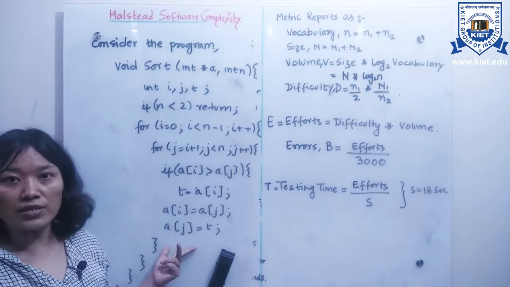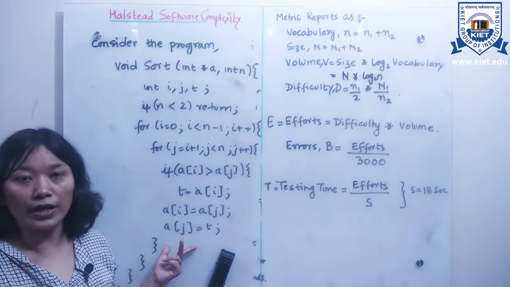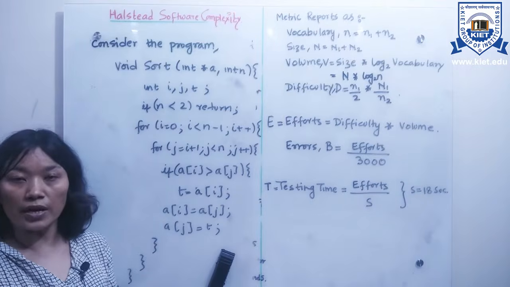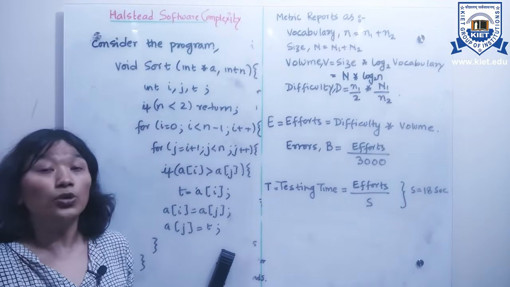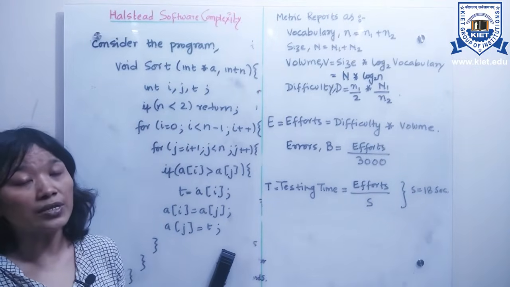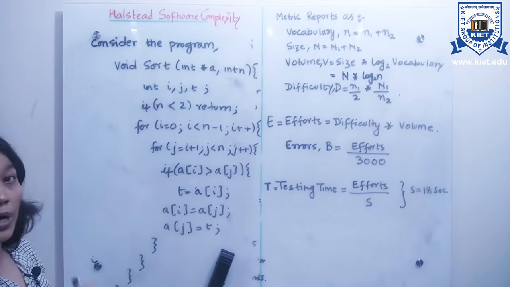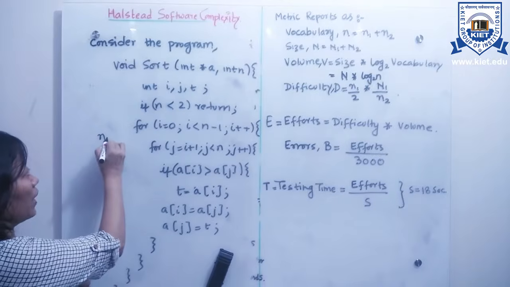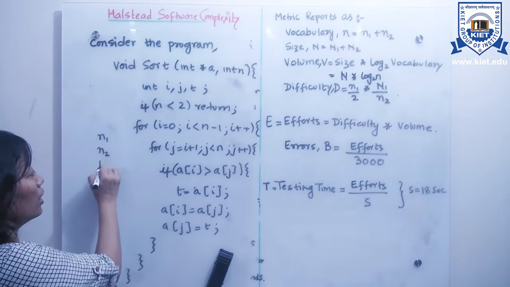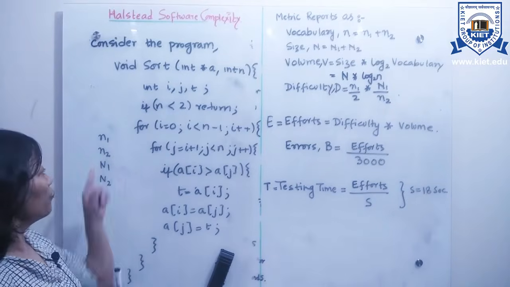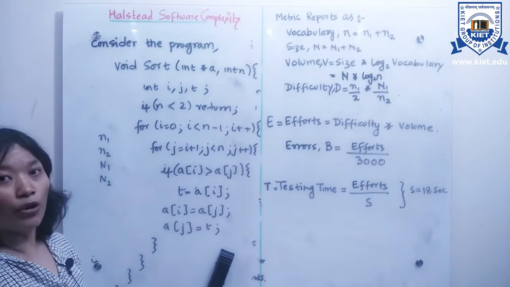So according to Halstead, we should have four important indicators. One is the number of operators, the number of operands, the total occurrences of the operators, and the total occurrences of the operands. So it means that I need to calculate n1, n2, capital N1, capital N2, right?